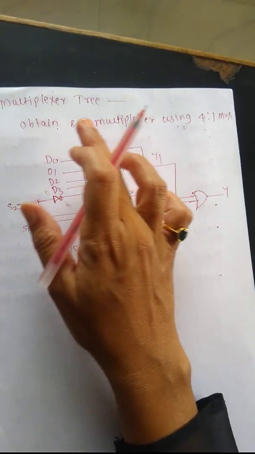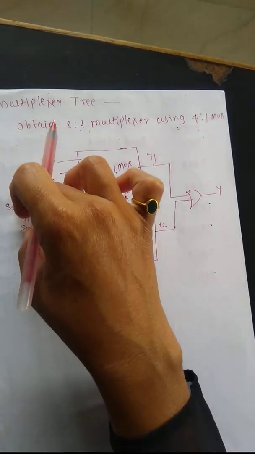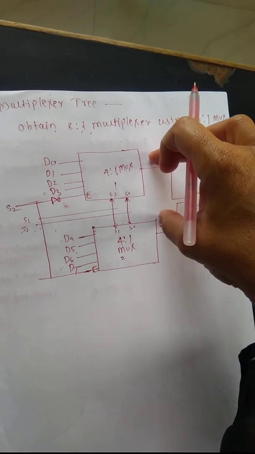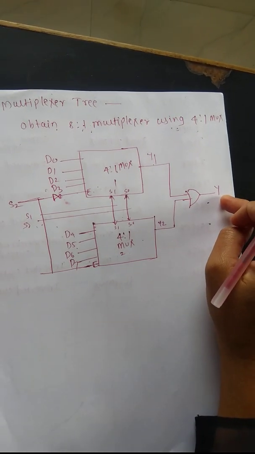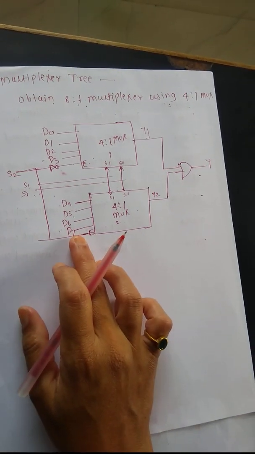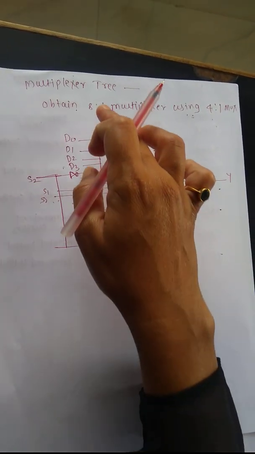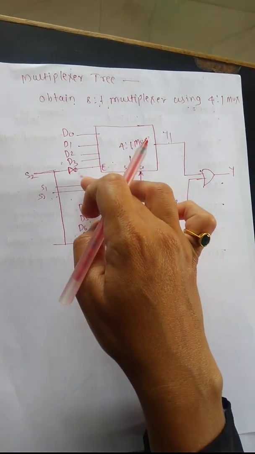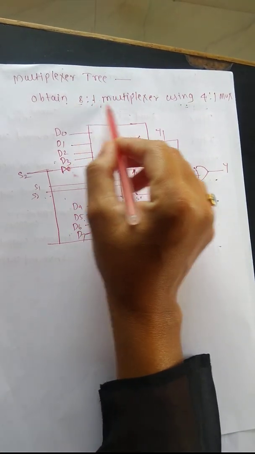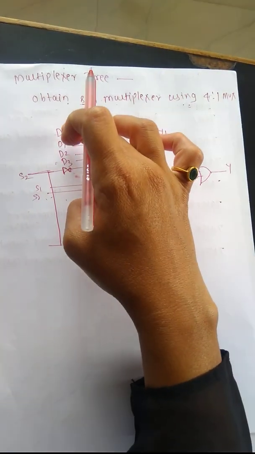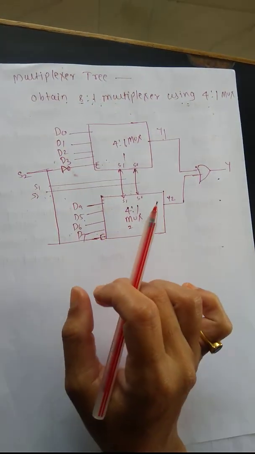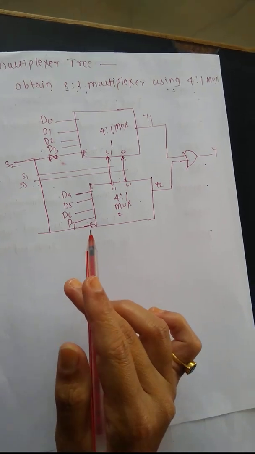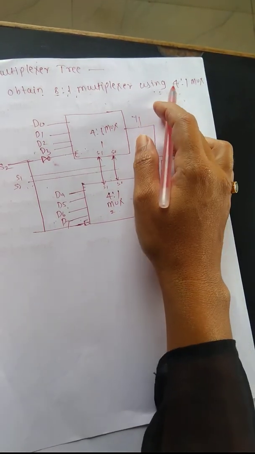This is the complete requirement of 8:1: 8 input lines, 3 select lines, 1 output line. The outputs of the first and second mux are combined and we get the Y output. So this is the multiplexer tree. A multiplexer with more input lines, like 8:1 with 8 input lines, can be obtained by cascading two or more multiplexers with fewer inputs, and that is called a multiplexer tree. This is the first problem: we obtained an 8:1 multiplexer using 4:1.